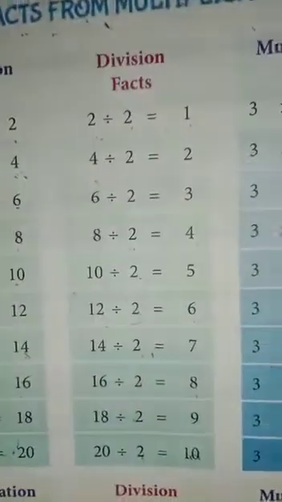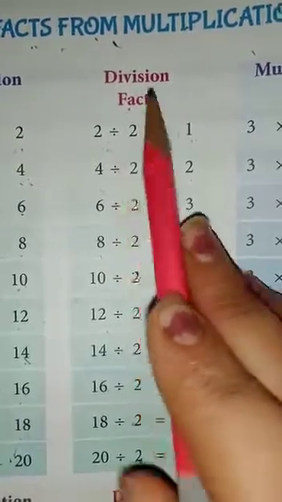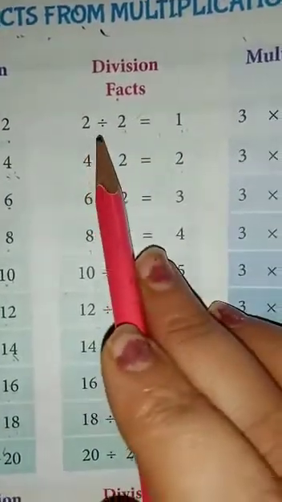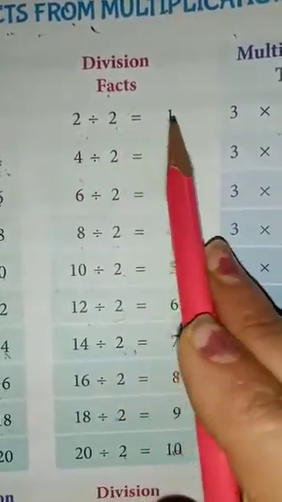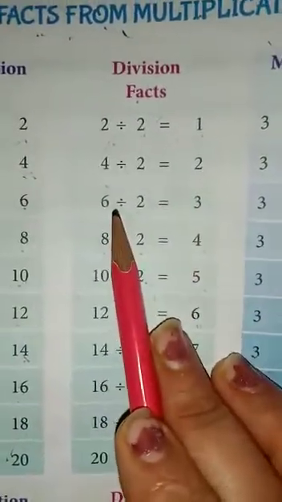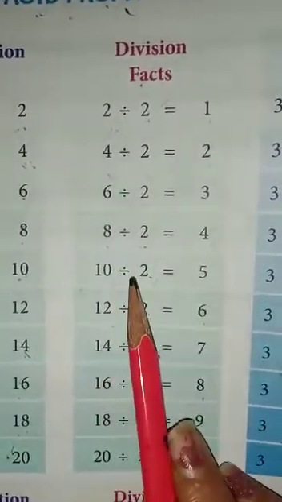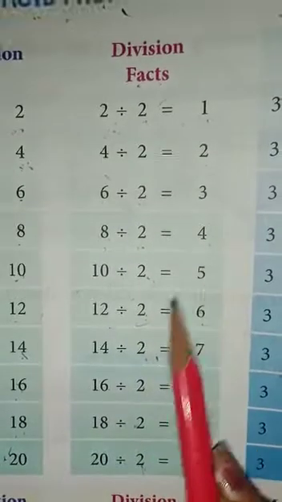So students, now let's see the division fact of 2. 2 divided by 2 is equal to 1. 4 divided by 2 is equal to 2. 6 divided by 2 is equal to 3. 8 divided by 2 is equal to 4. 10 divided by 2 is equal to 5.